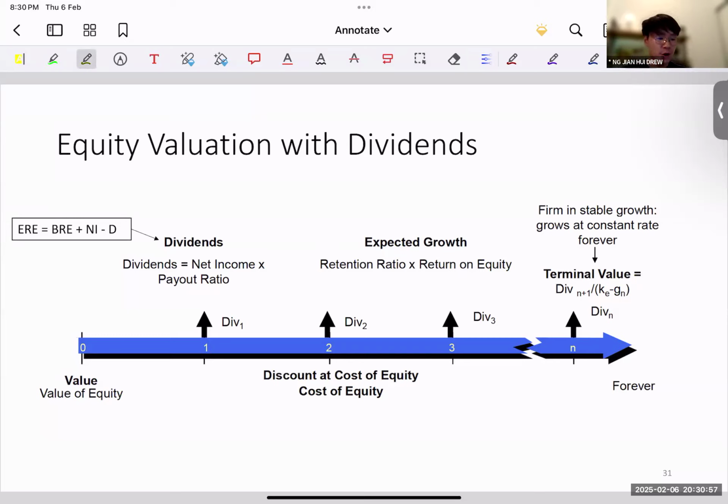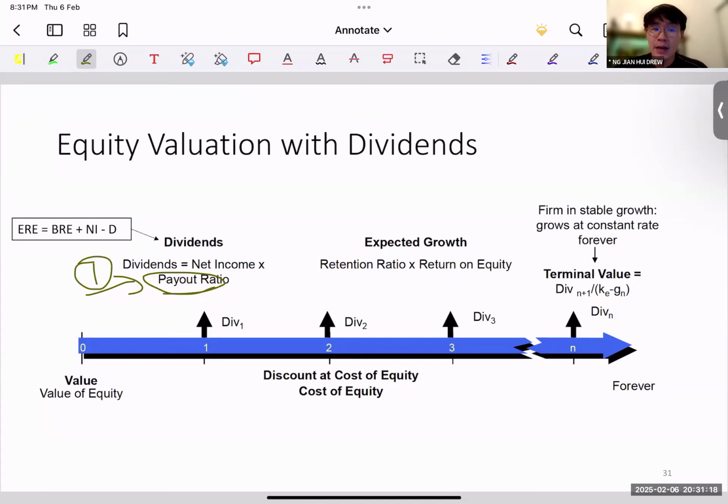First of all, how do we determine the dividends that are being paid? We look at the net income multiplied by the payout ratio. There'll be a payout ratio, and based on the payout ratio, we can determine the dividends being paid. This is the first way of determining dividends.